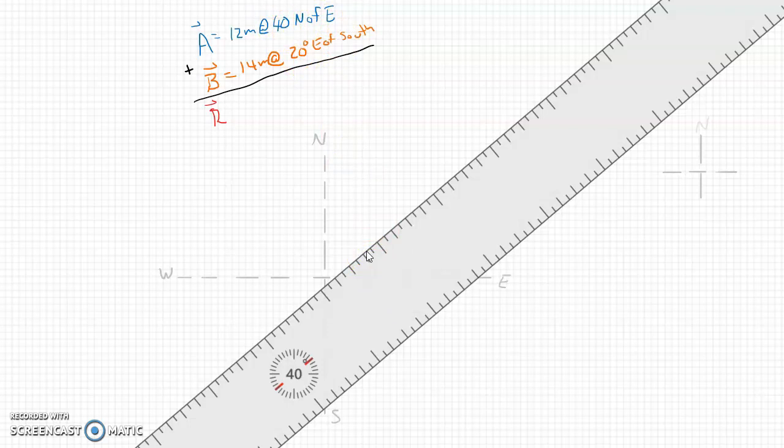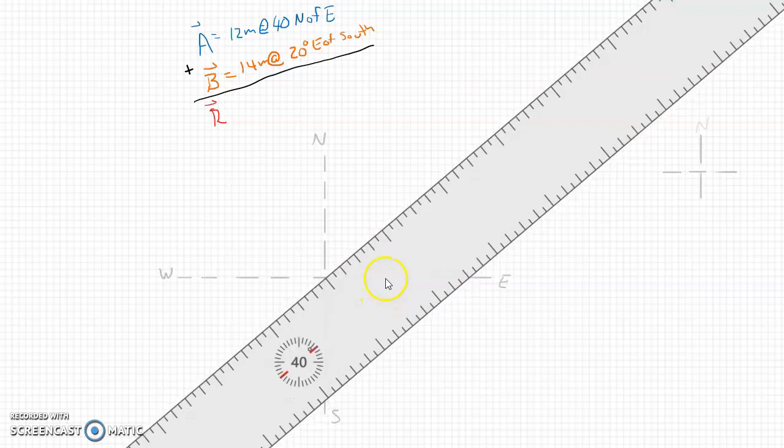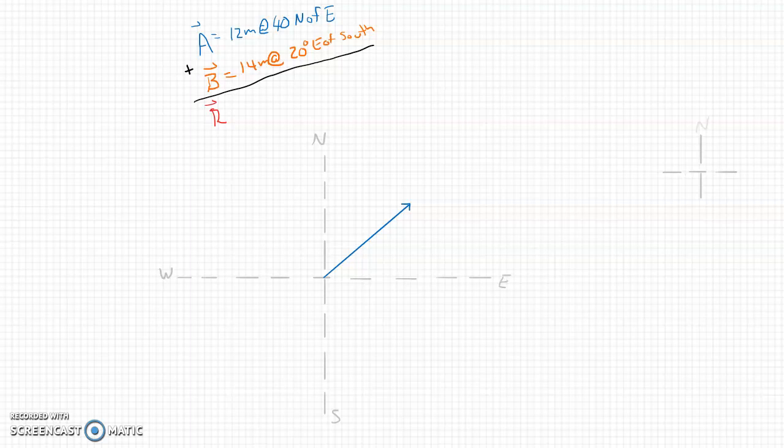Again, if you need a little bit more help with that, I do have a video about that as well. But I am going to set this up right here, at the 40 degrees north of east. Let me get my blue pen. And we're going to go 12 meters. We're going to pretend that each one of these lines on here is 1 meter. So here's 8, there's 10, and there's 12 meters. So that's our vector. This is our vector A right here.